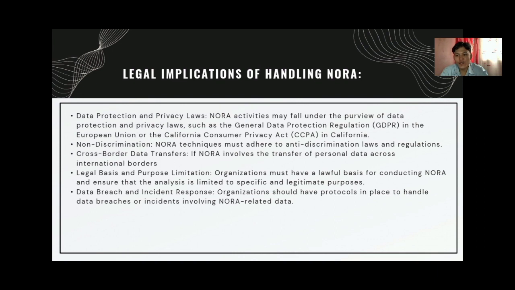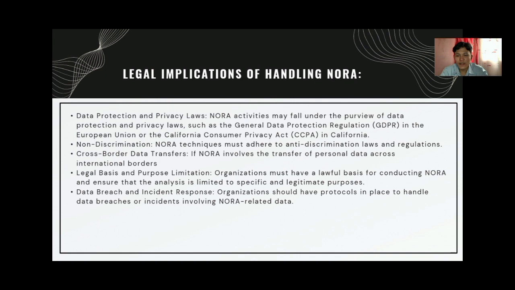Next, we have non-discrimination laws, which must also be upheld in the use of NORA techniques. Organizations should avoid using NORA to discriminate against individuals based on sensitive attributes such as race, gender, or religion. When NORA involves the transfer of personal data across international borders, organizations must comply with legal requirements for cross-border data transfer. This may include implementing appropriate safeguards and ensuring an adequate level of data protection in the receiving jurisdiction.